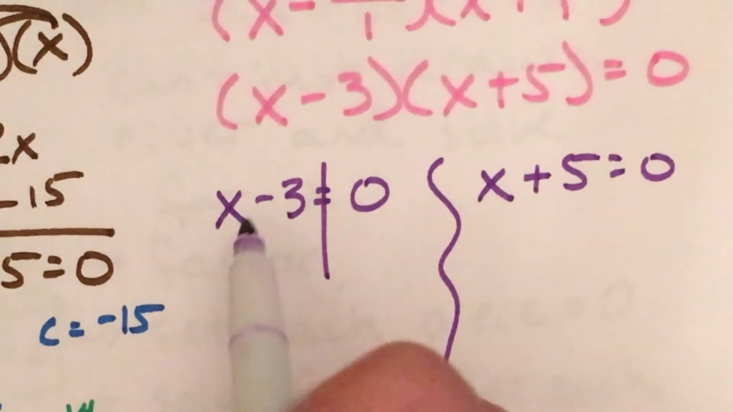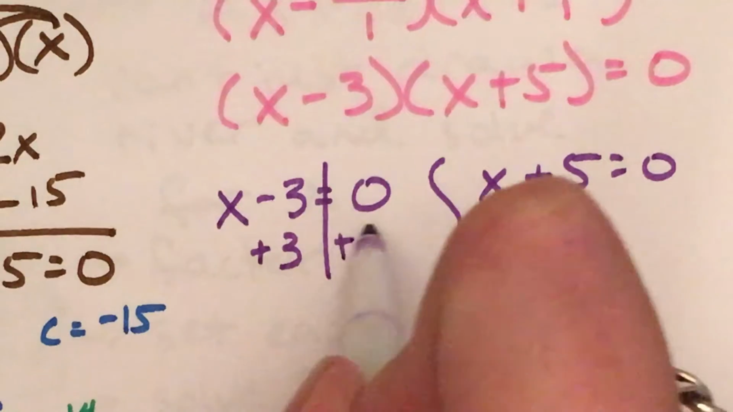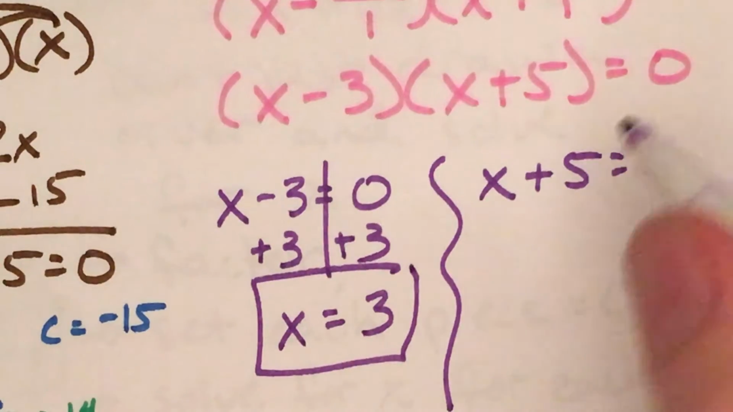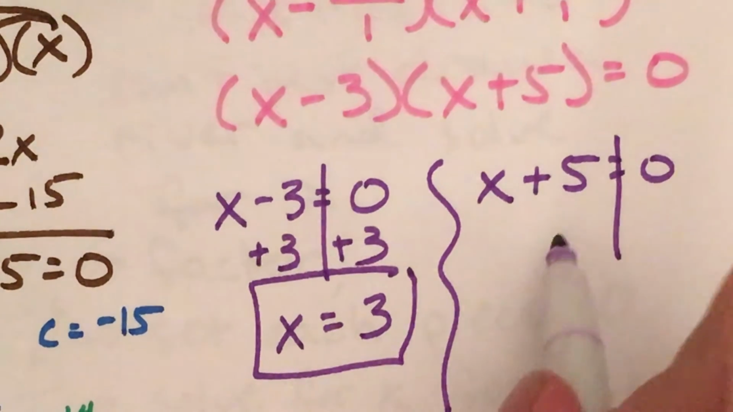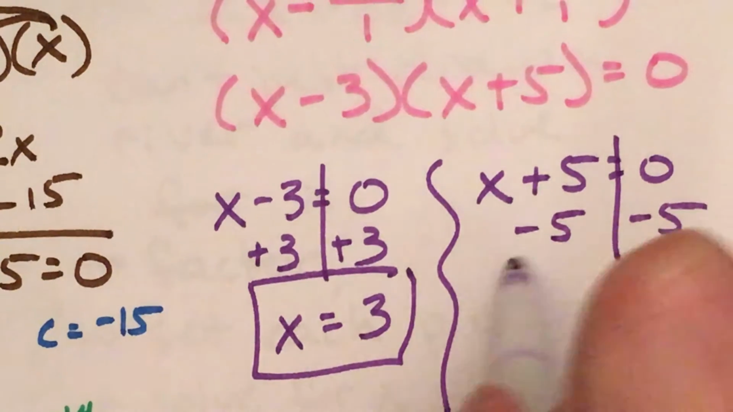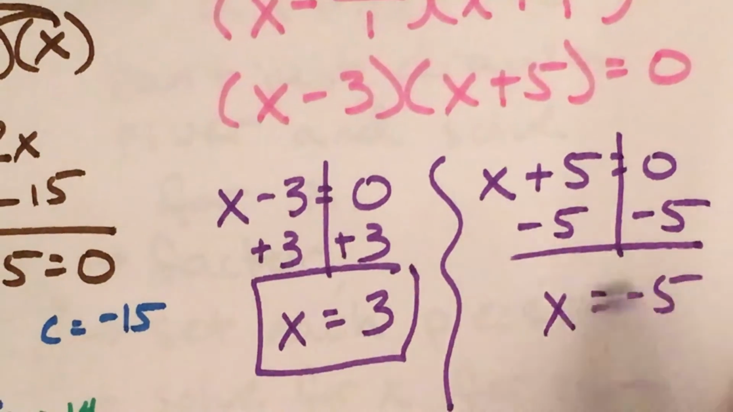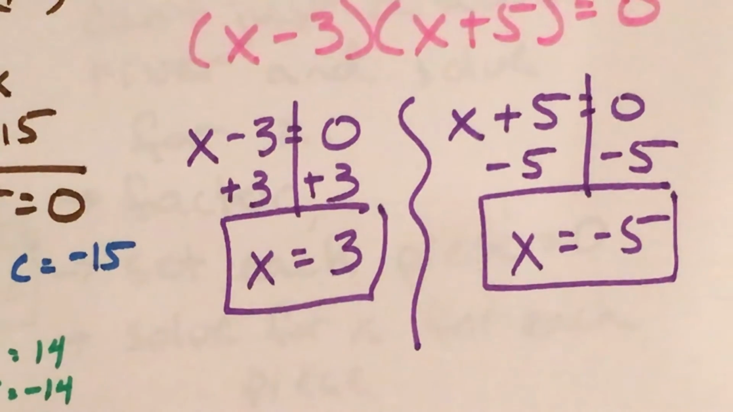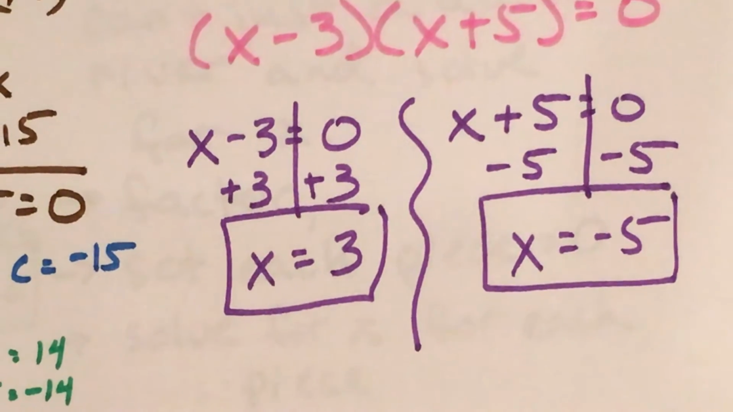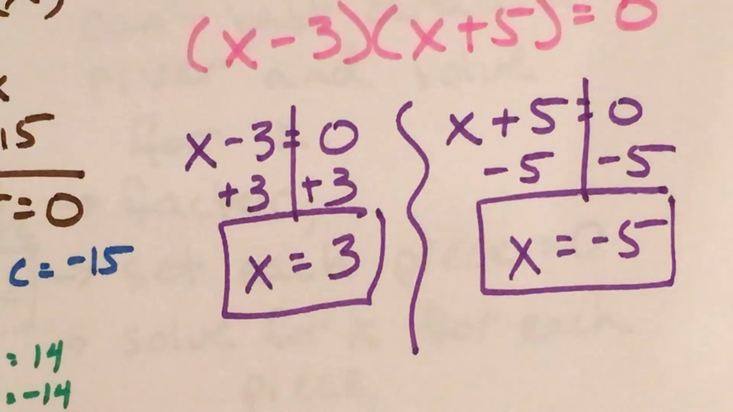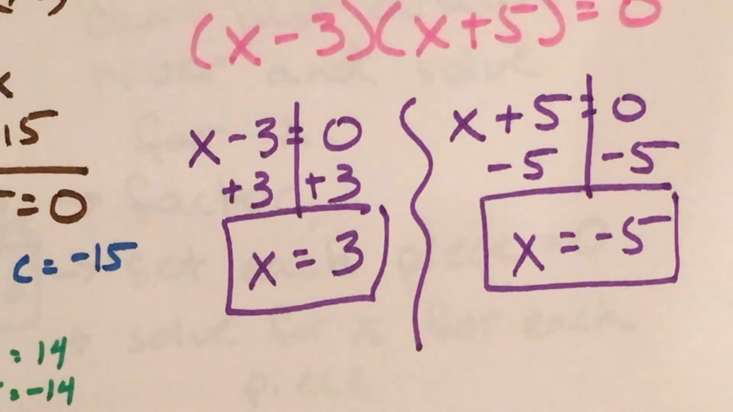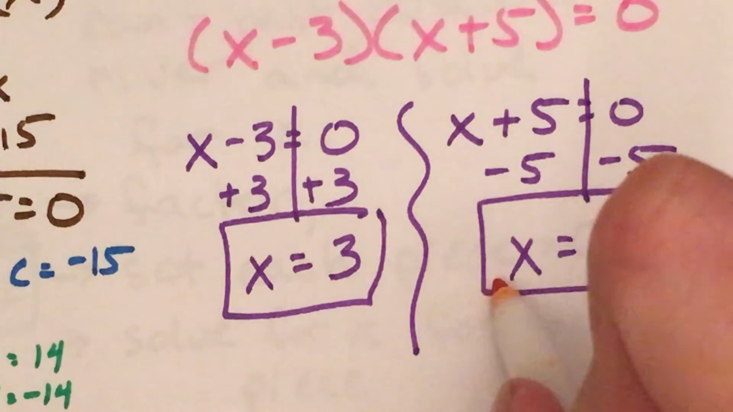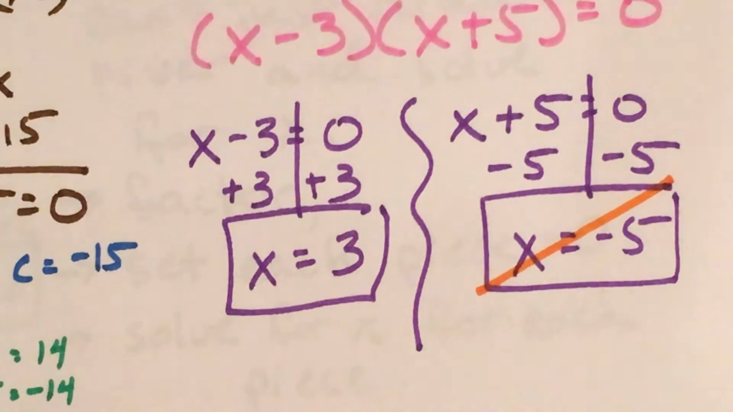How do I get rid of the 3? Good, add it across. So x equals 3. Super. How do I get rid of the 5? Good, subtract it across. X equals -5. Which one of those solutions will not work? We talked about this in problem 7. Yeah, it's -5. That will not work.